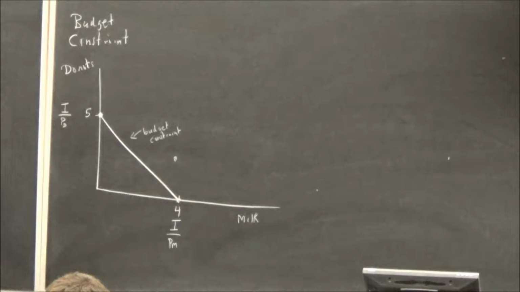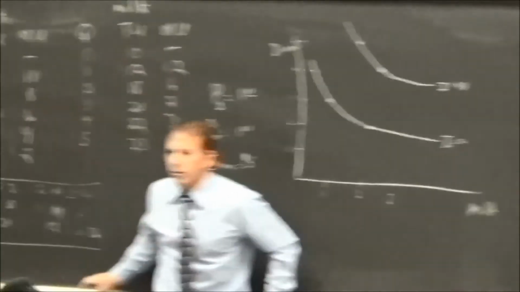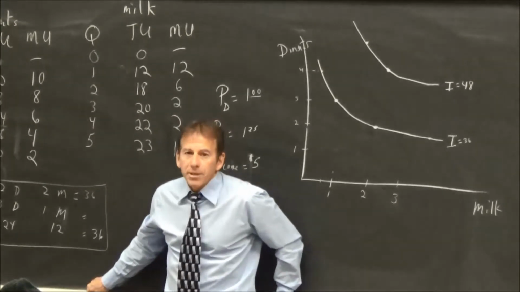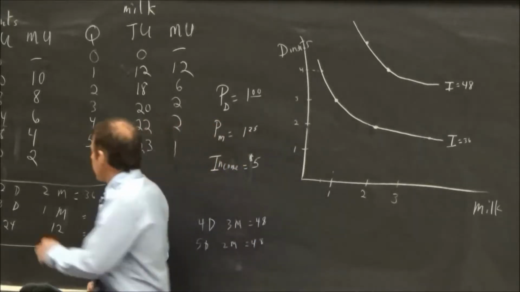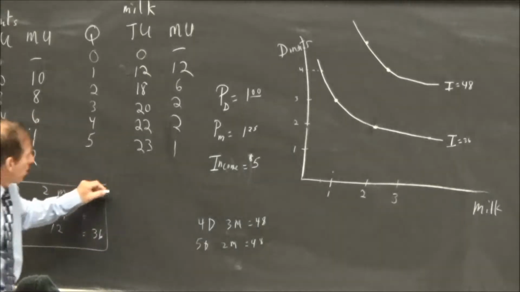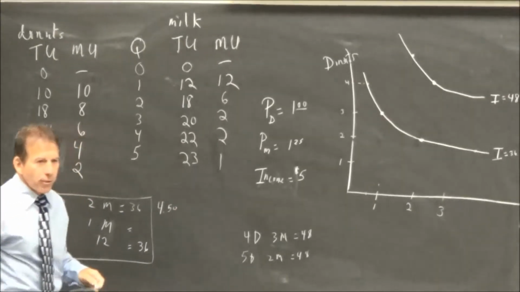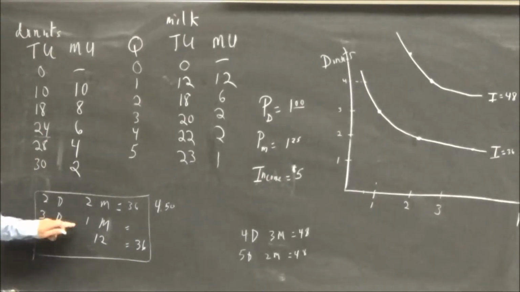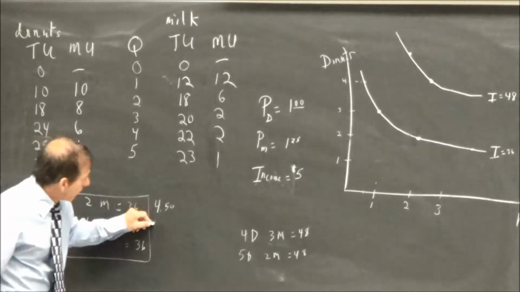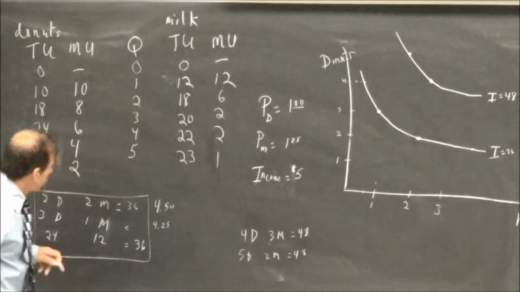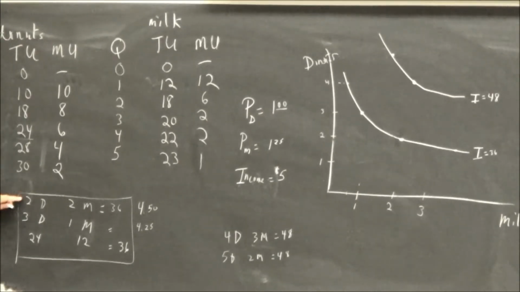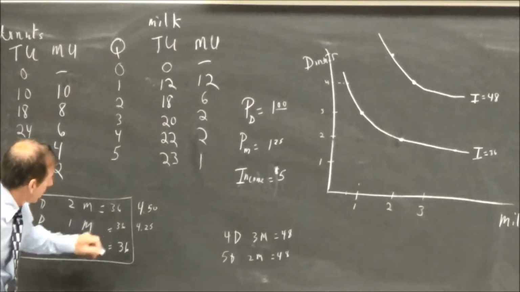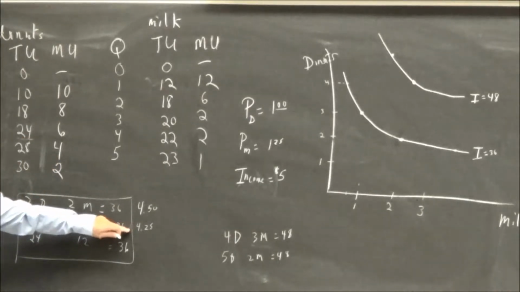So how about 2 donuts and 2 milks? Could you afford that? 2 donuts would be $2, and 2 milks would be another $2.50. So if you were to buy 2 donuts and 2 milks, it would cost $4.50. So you could afford that. Could you afford 3 donuts and 1 milk? Given these 2, what would you buy? They bring you the same amount of utility. Would you buy the 2 and the 2 or the 3 and the 1? 3 and the 1, because it gives you the same utility, but it costs less.